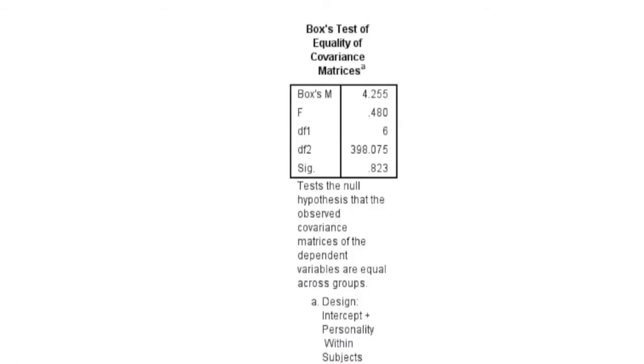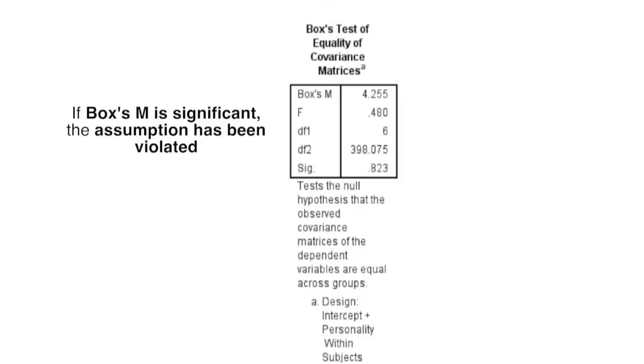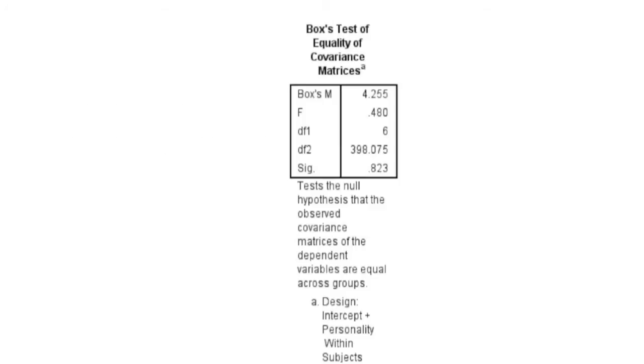Box's test of equality of covariance matrices can be used to determine whether the data violate the assumption of homogeneity of covariance matrices. If Box's M is significant, the assumption has been violated. It's a very sensitive test, and it can be assessed using an alpha of 0.001. In this example, the test is not significant. It has a sig value of 0.823, meaning that the assumption of homogeneity of covariance matrices has not been violated.